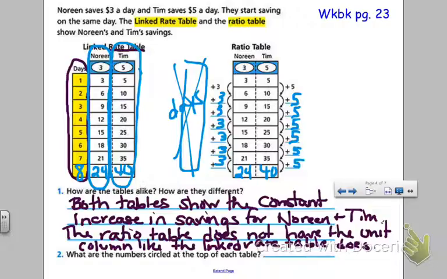And what are the numbers that are circled at the top of each table? So they're talking about these numbers here. Do you see how the 3 and the 5 are circled at the top of each ratio table? They're showing unit rates for Noreen and Tim.